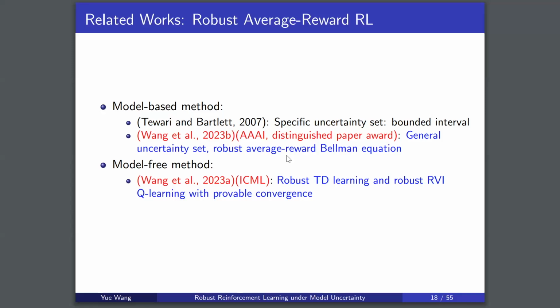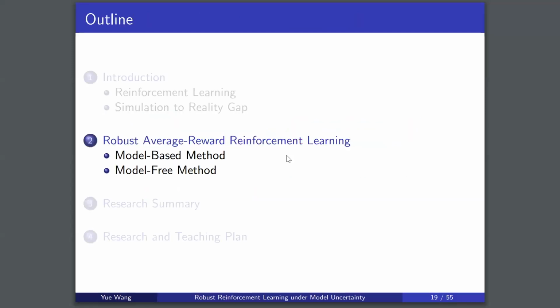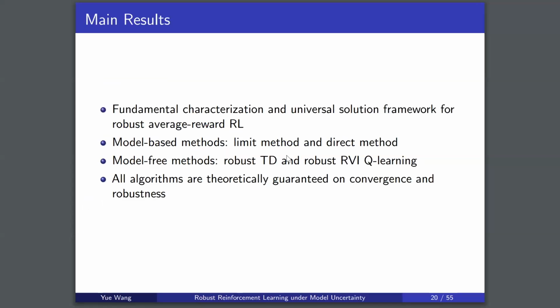This work has received a distinguished paper award from AAAI. We further generalized our approach to the model-free setting and developed a robust TD learning algorithm and a robust RVI Q-learning algorithm. All of our algorithms are provided with convergence guarantees and robustness guarantees. Next, I will talk about my research work on robust average reward reinforcement learning. In this part, we first provide a fundamental characterization and a solution framework for the problem.